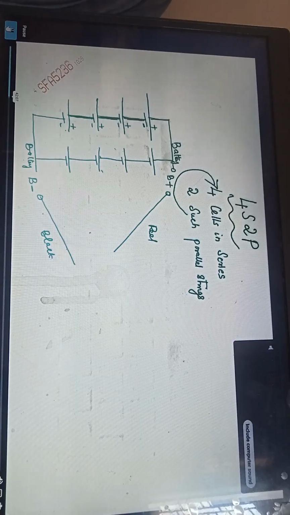Okay, and its negative is connected to the common negative, and its positive is connected to the common positive. Okay, and these are spot welded again. This is spot welded, this is spot welded, and this is spot welded.